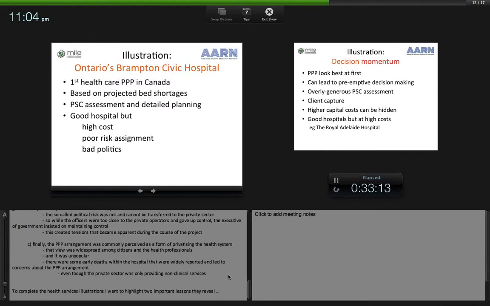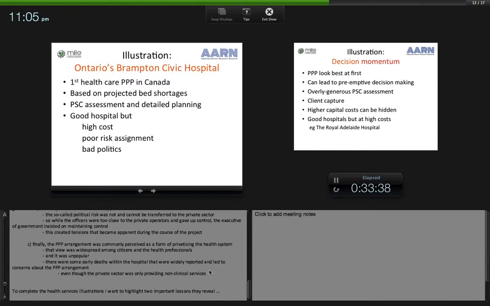There were some early deaths, for example, within the hospital. There always are deaths within hospital, but the early deaths at this hospital were very widely reported, and that led to concerns about the PPP arrangement, about it compromising clinical service quality. And that was so even though the private sector was only providing non-clinical services within the hospital.